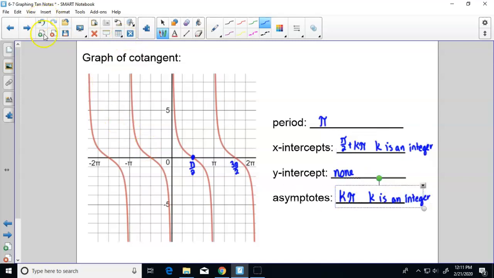Okay. So those are our graphs of tangent and cotangent. Obviously they look a lot different, but as far as equations go, the big difference we have to remember is the period for tangent and cotangent is only pi.